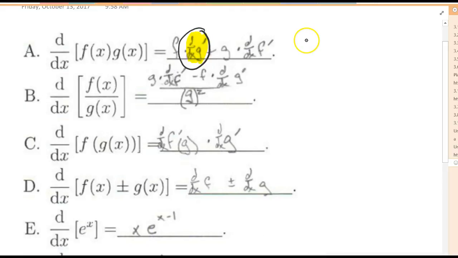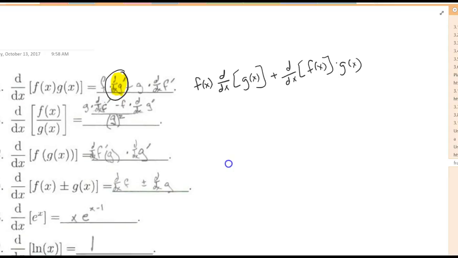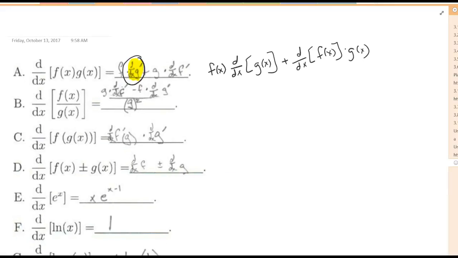You could have written, you could hold the f of x, take the derivative with respect to x of g of x, plus the derivative with respect to x of f of x, hold g of x. So you could have written it out this way, where this is the exact same thing as saying the derivative of the g function. You can't mix them though.